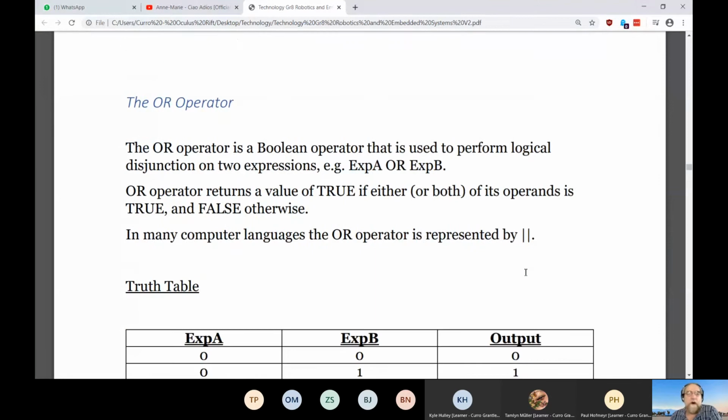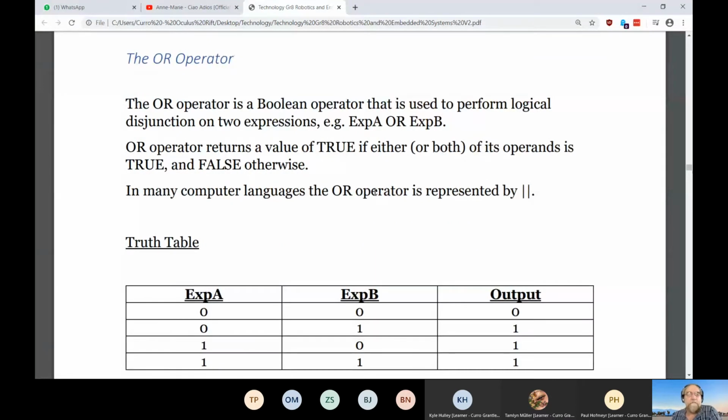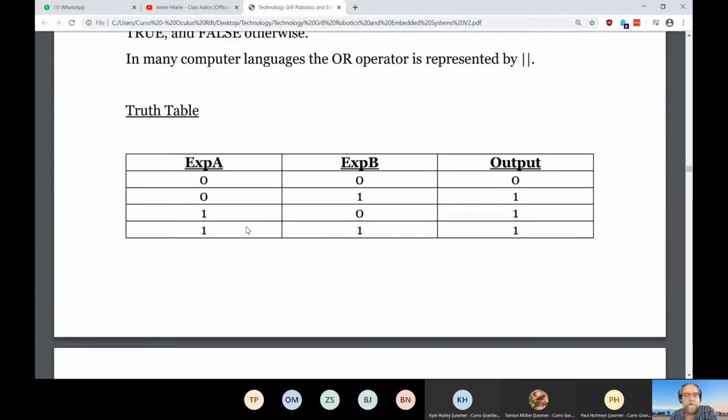So let's have a look at the OR operator. The OR operator is a Boolean operator that's used to perform logical disjunction. Fancy word once again, don't worry about that. Now the OR is slightly different to the AND in that it'll be true if either or both of its operands are true, or false otherwise. And in computer languages, we type OR as 2 vertical bars. So here's the truth table for it.